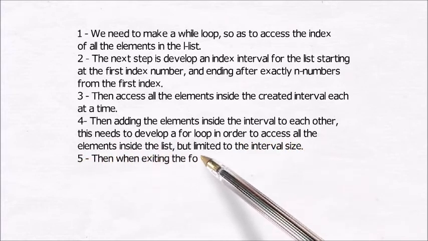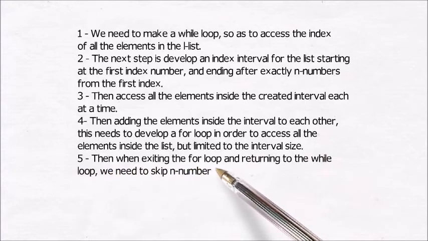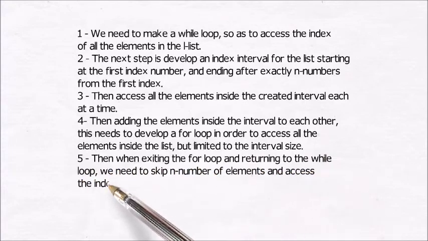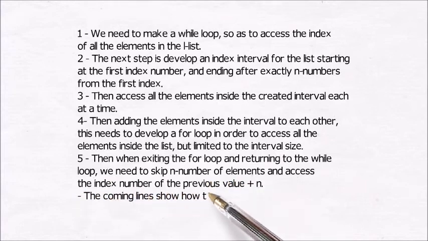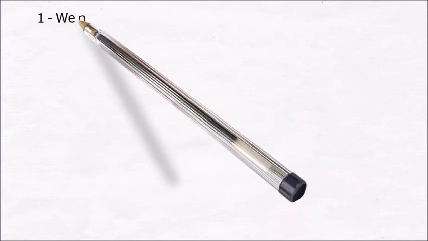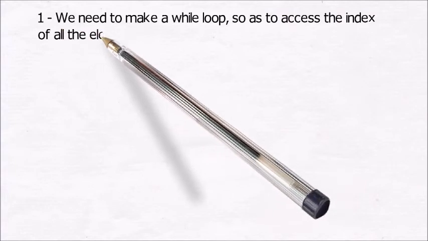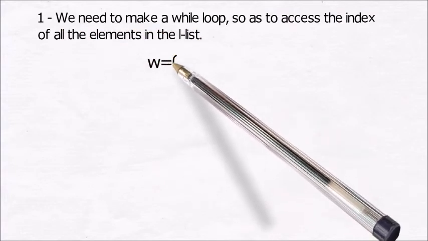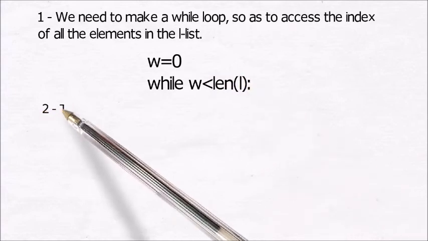Then when exiting the for loop and returning to the while loop, we need to skip n numbers of elements and access the index number of the previous value plus n. The coming lines show us how to translate this in Python language. We need to make a while loop so as to access the index of all elements inside the L list. W equals 0, while W less than len of L.